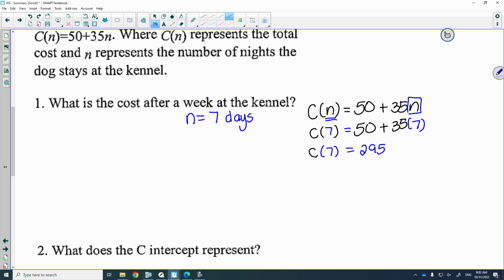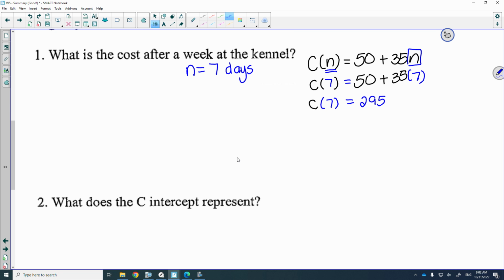If this was a long answer question on an exam, you have to give what's called a context sentence, which just shows that you understand this. So it would cost $295 for a 7-day stay.